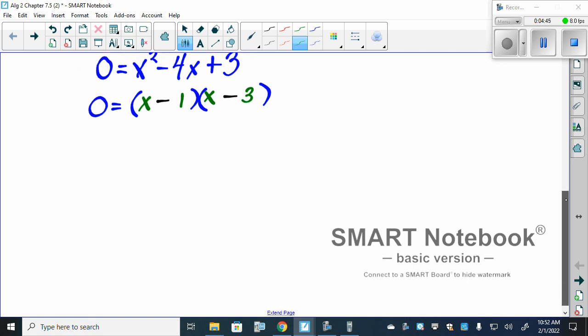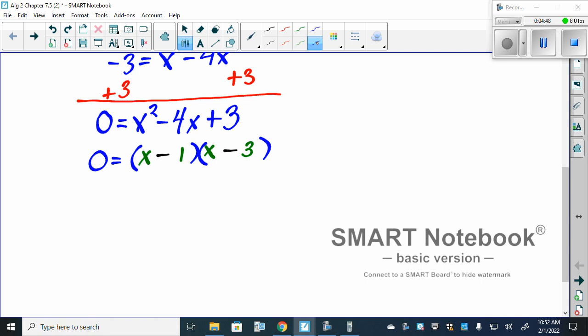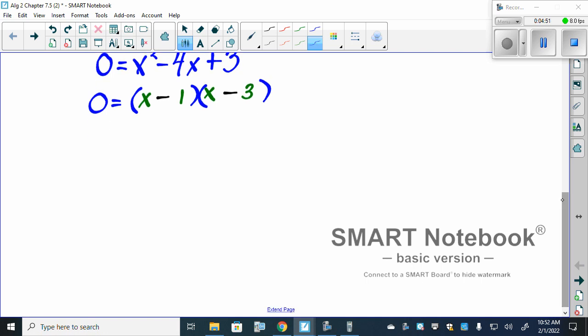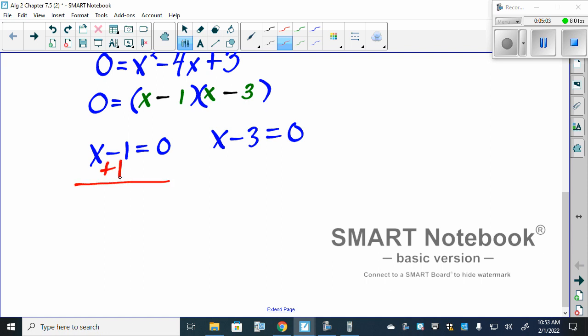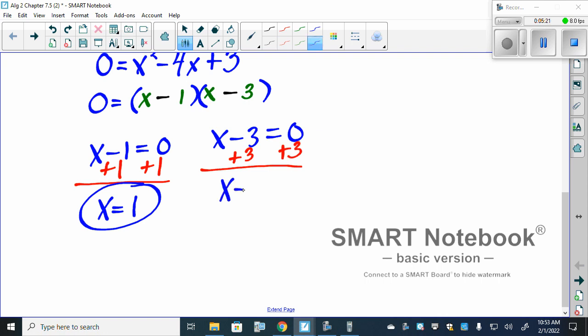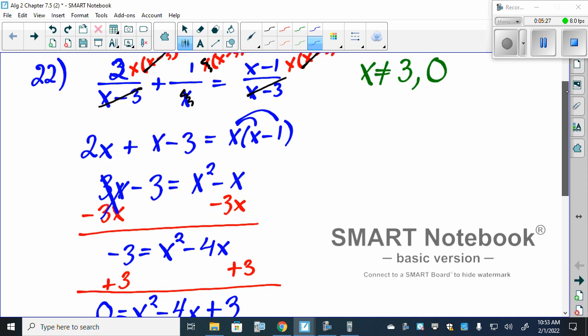Now because we do have 2 things multiplied together to equal 0, one of these has to be 0. So what we can do is set both of them equal to 0. So x minus 1 is equal to 0, and x minus 3 is equal to 0. Now we just need to solve. So here we would add 1 to both sides, telling us x is equal to 1 is one of our solutions. And for the other, we would add 3 to both sides, telling us x is equal to 3. And those would be our two answers.